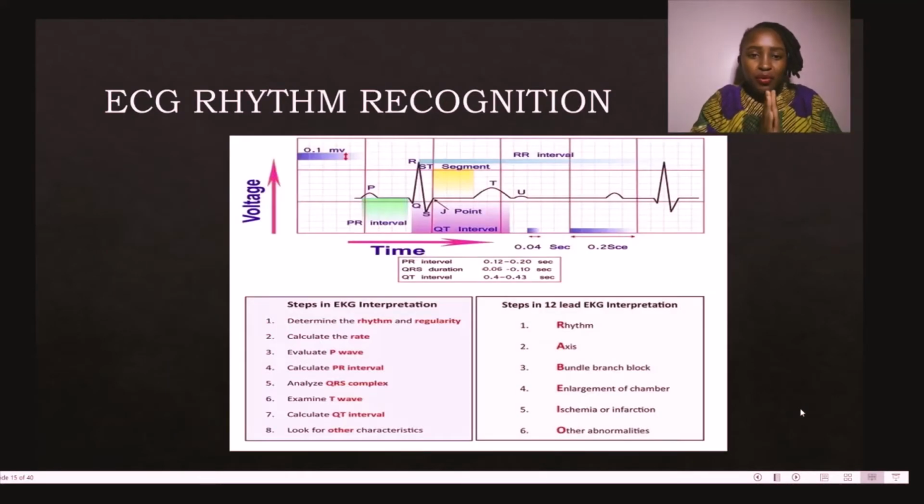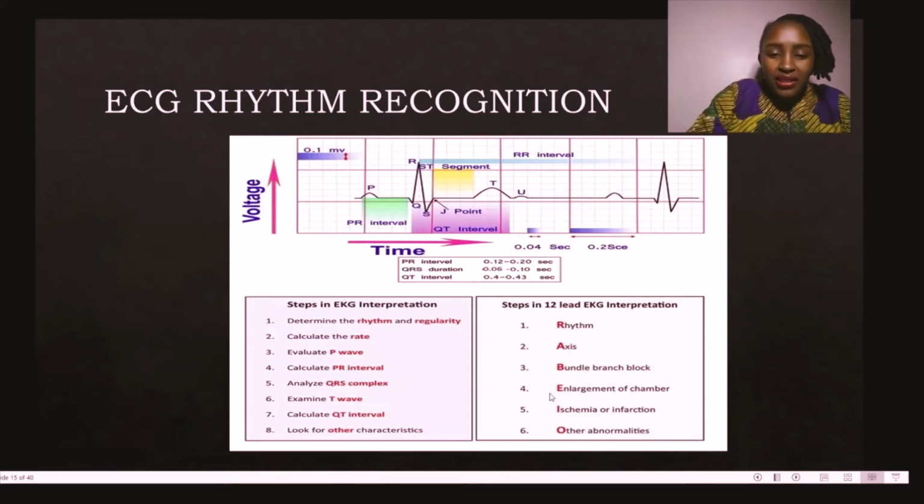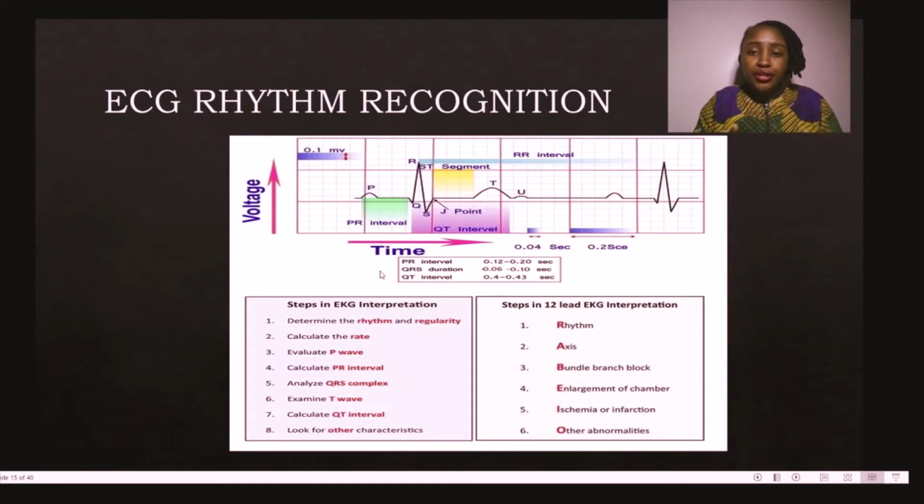Because this video is about ECG rhythm recognition, I'm going to give a 5-point criteria for how to recognize any ECG strip or any ECG rhythm at any given time. I know on my list I have 8 on this side, but I only want you to start with the first 5. The first 5 points are what you will base your analysis on, and you will be able to tell any ECG rhythm from any photo for as long as you have these 5 things at your fingertips.